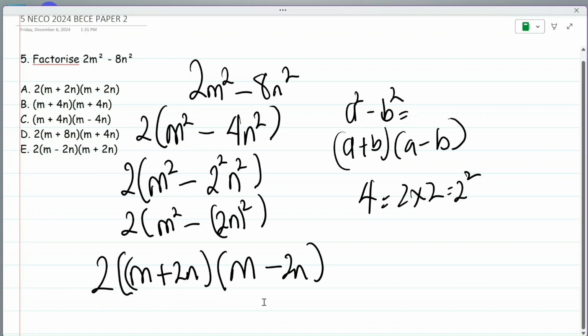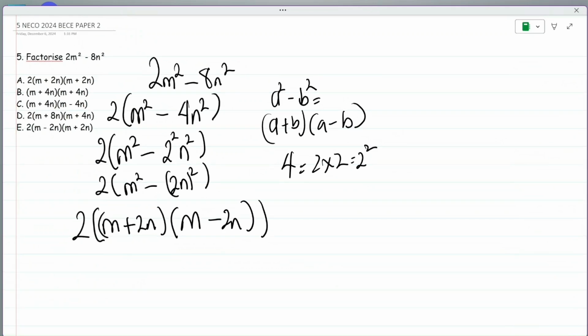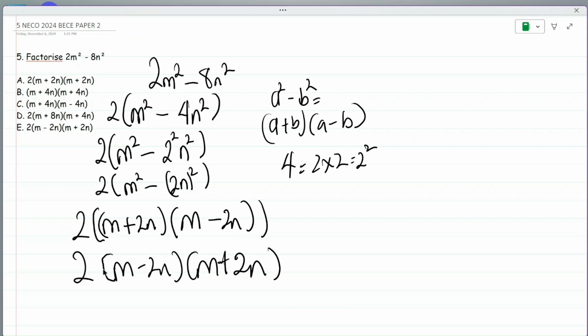The first one gets a positive, the second one gets a negative. And like I said earlier, you can write the one with the minus first before the one in addition. It's still the same thing. You can close your bracket here, it doesn't matter. You can write as 2 in bracket m minus 2n, m plus 2n. Now it depends on the option. Notice that the options don't have the one with plus before the minus. You have the one with minus before the plus. So this is our final answer. That's 2 into open bracket m minus 2n close bracket open bracket m plus 2n close bracket.